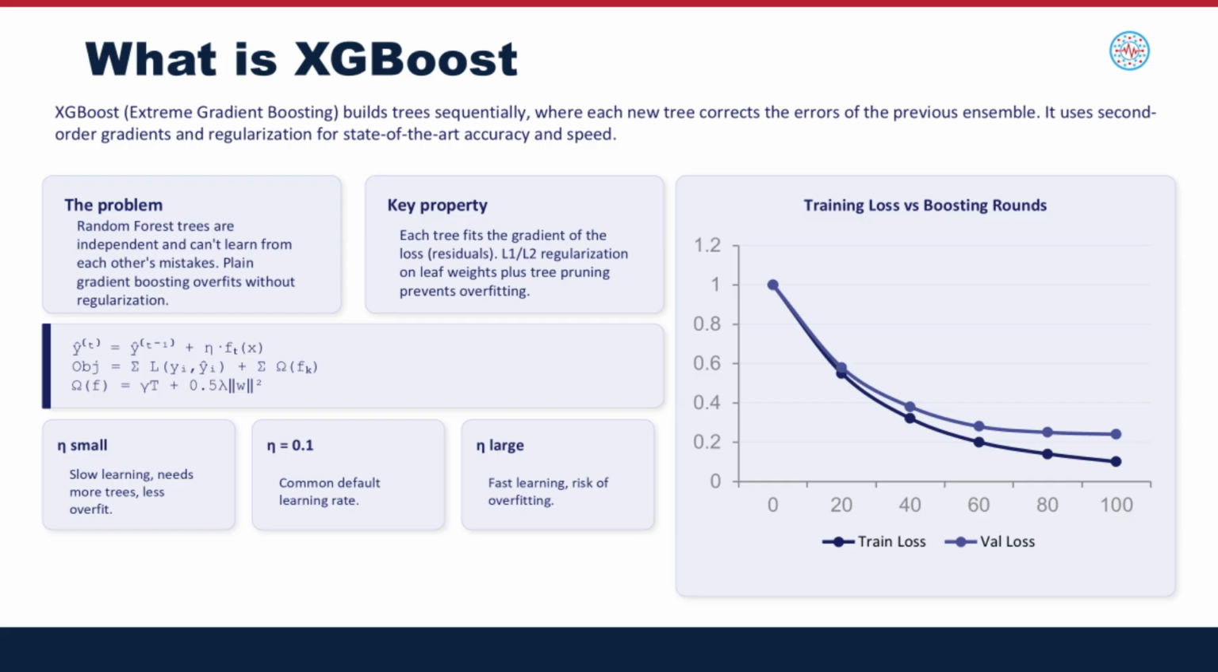XGBoost works using a technique called gradient boosting. In this method, decision trees are created one after another. The first tree makes an initial prediction, and the next tree learns from the errors made by the previous tree. This process continues across multiple trees, with each new tree helping to reduce the remaining prediction error.